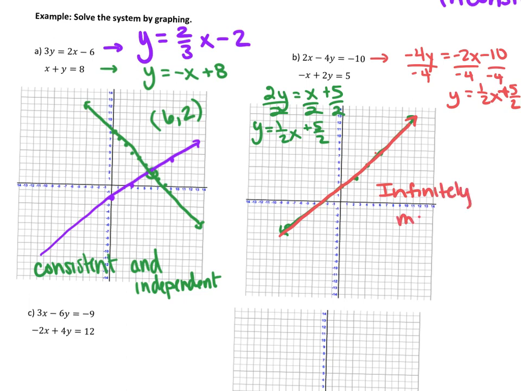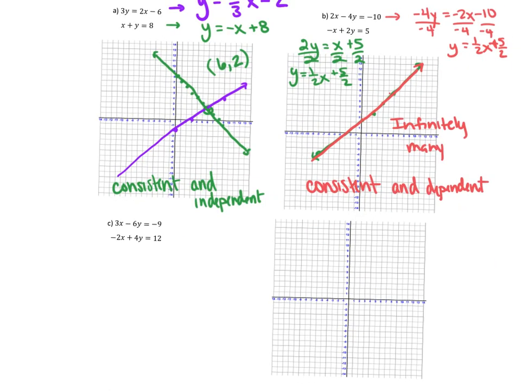Because of that, the solution set is written as infinitely many. That means any xy pair on the line will work for this. And we say this is consistent. Consistent means there is a solution, but it's dependent, which means that the solutions are not unique. So you get a solution, but they're not unique.